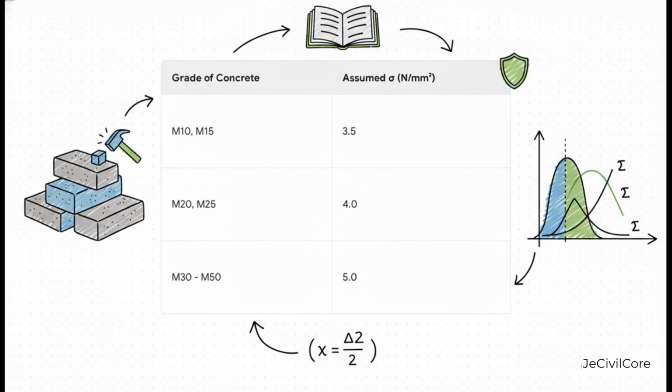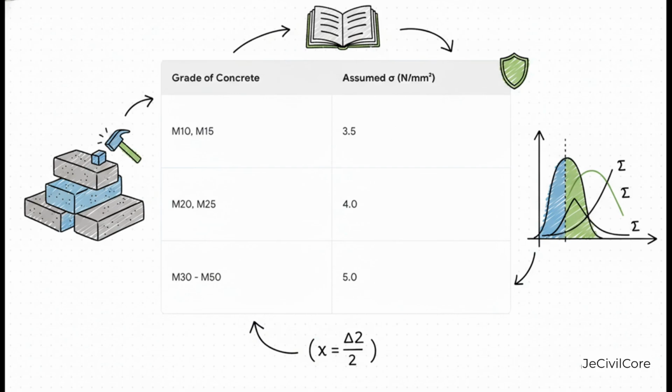in your calculations. For the lower grades, M10 and M15, you use a sigma of 3.5. Now, for the really common grades that you'll use all the time, M20 and M25, the code says to assume a standard deviation of 4.0. And then, as you get into the higher strength concretes, from M30 all the way to M50, the code recognizes that these can be trickier to control, so it assigns a higher assumed sigma of 5.0. This table allows you to calculate the target mean strength that your concrete plant needs to aim for to make sure you actually meet the required characteristic strength on site.